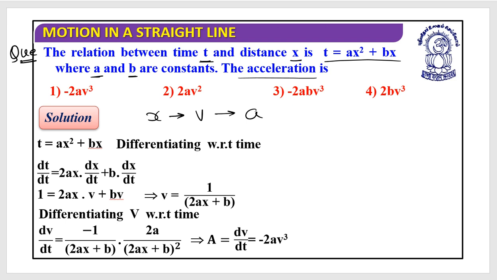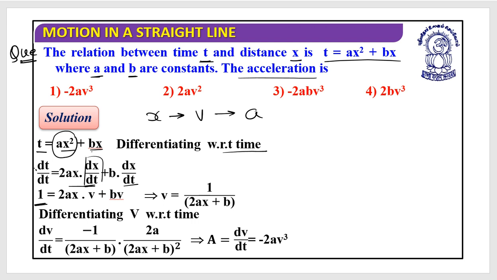So let's begin. What I am having is t is equal to ax square plus bx. Let's differentiate it with respect to time. So d by dt of t should be equal to d by dt of ax square, so this is 2ax into dx by dt plus b into dx by dt. I hope these things are clear to you. Yes, so dt by dt is equal to 1.